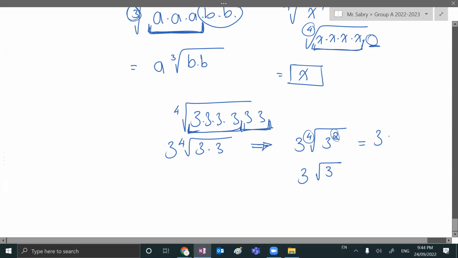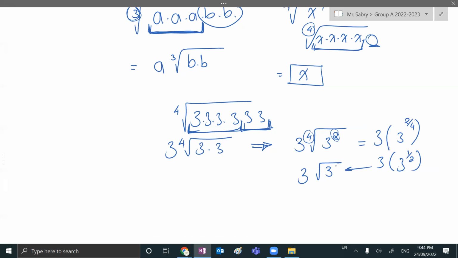I can say that it becomes 3, and then 3 to the power of 2 over 4. 2 over 4 will become half simplified. The half simplified will become root again. So that's how I get to this. This is the longest way I can explain it, but I don't know how to say it in an easier way. Does anyone have anything simpler in mind that we could do?